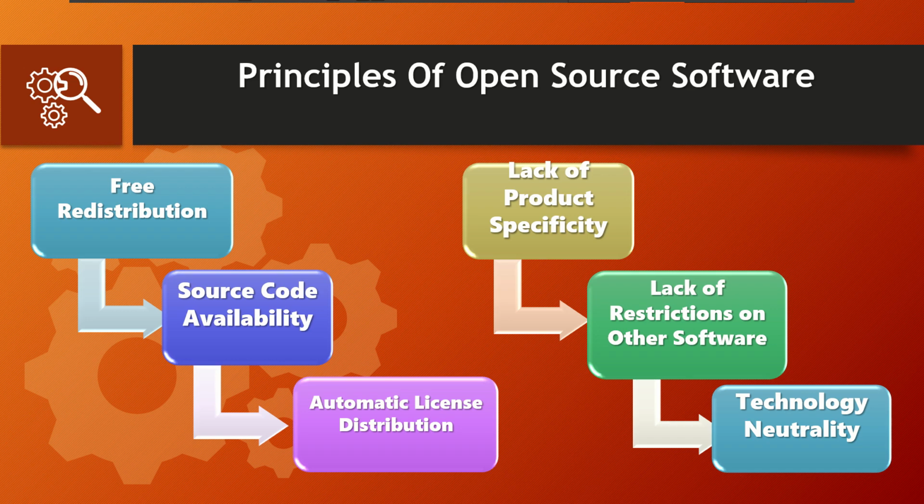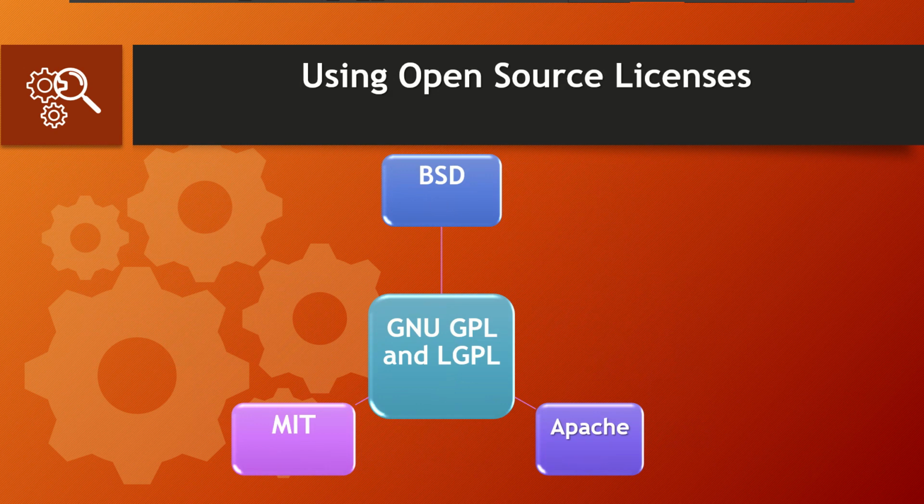Finally, the last part of this tutorial is about using open source licenses. The major open source licenses include GNU GPL and LGPL. The Linux kernel uses GPL version 2, and many other Linux tools use the GPL, either version 2 or version 3. Many Linux libraries use the LGPL.